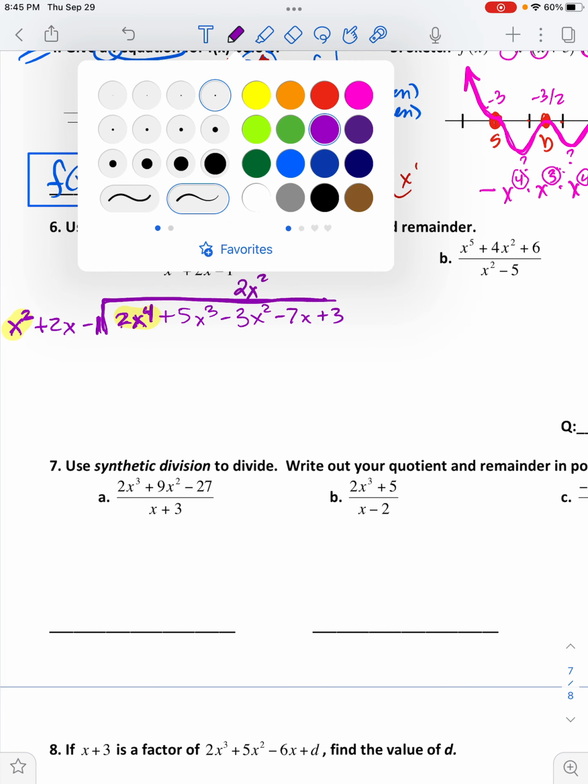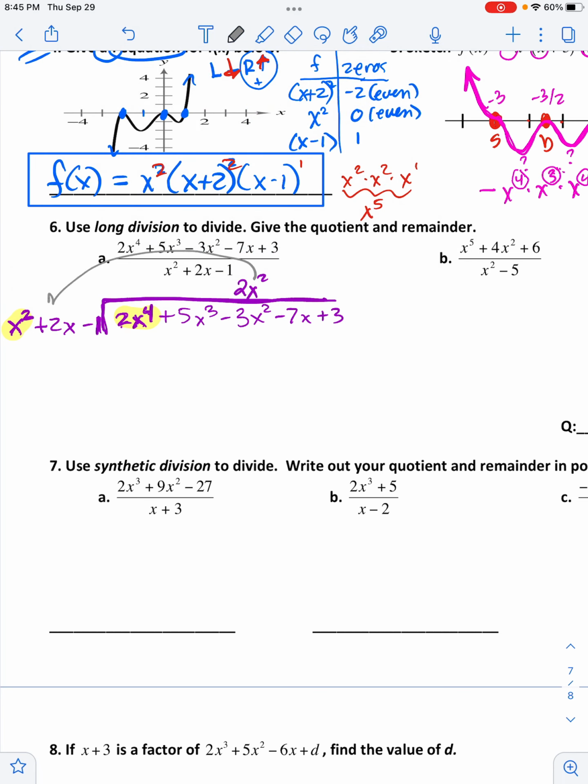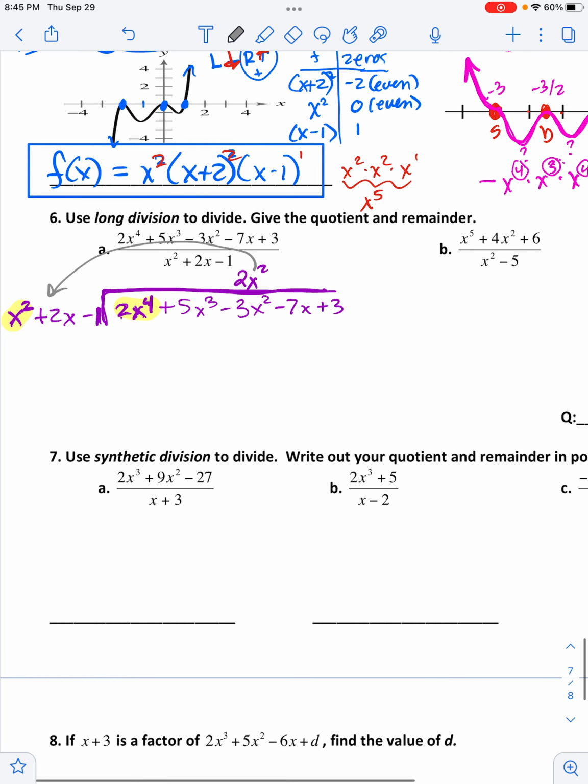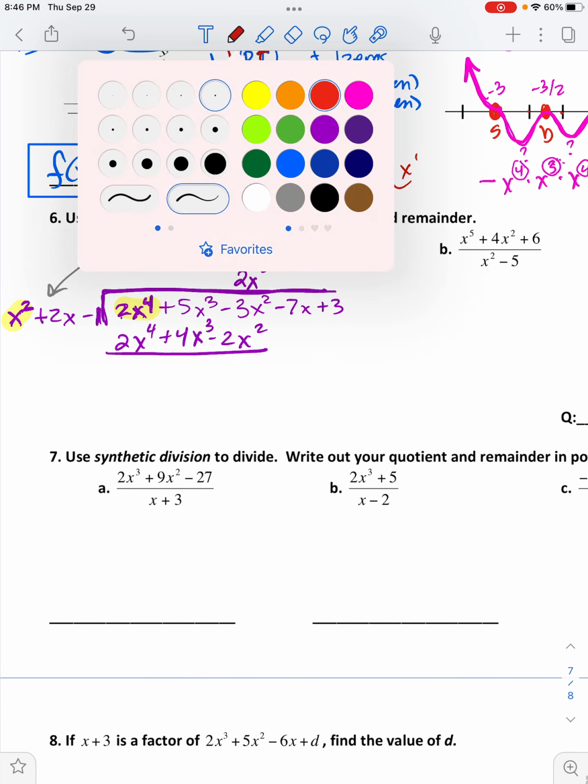Now, I am going to be multiplying this by the stuff on the side. I'm going to be distributing that 2x squared to everything. So take your time on this. 2x squared times x squared is 2x to the 4th. 2x squared times 2x is 4x to the 3rd. 2x squared times that negative 1 is minus 2x squared. Now I'm going to go through and subtract the second line.